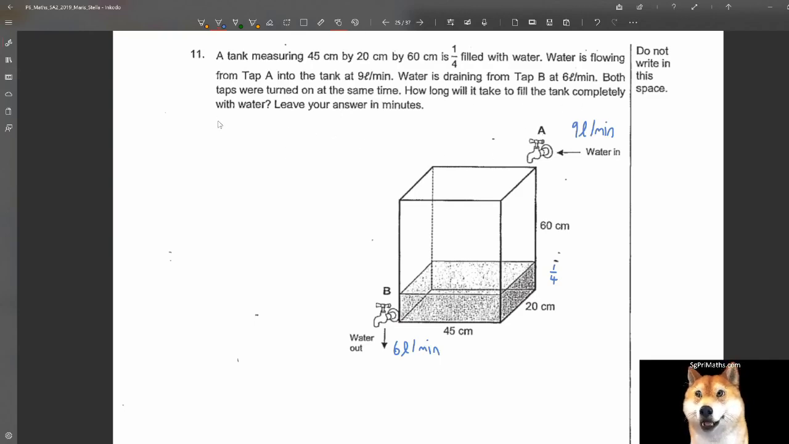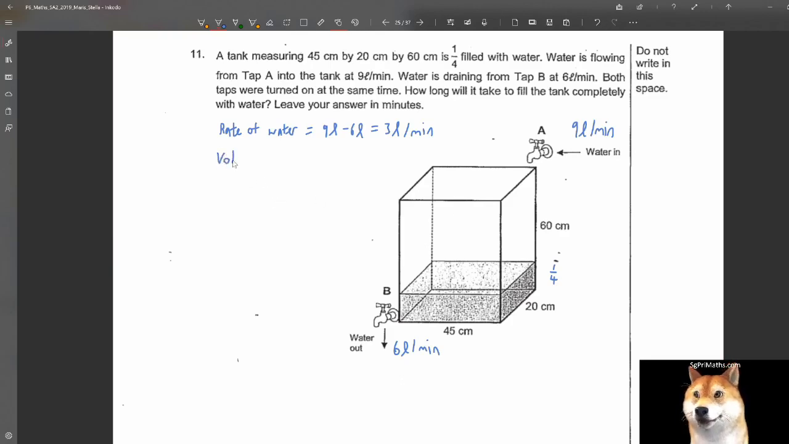So the rate of water going in is equal to the in part, which is 9 liters minus 6 liters, equals 3 liters per minute. So overall, water is going in at 3 liters per minute. Then we need to know what's the volume that is needed to be filled by the water. It's filled 1/4 already, so we need to fill the remaining 3/4 up.